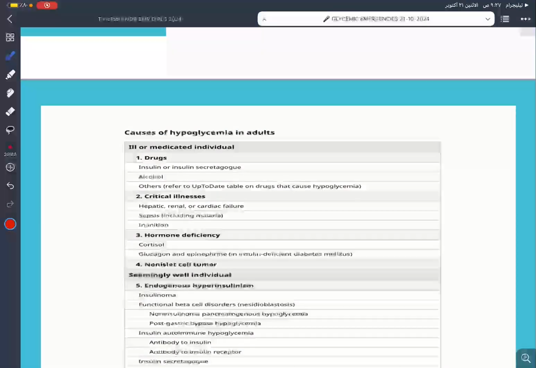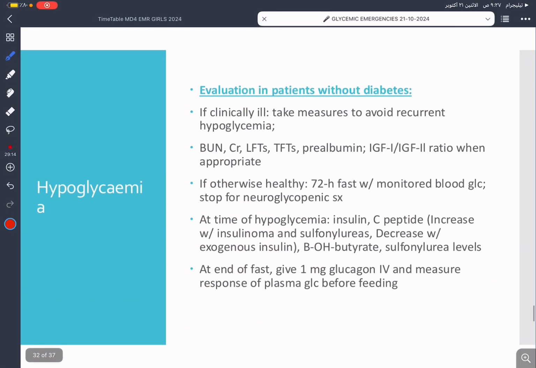Here is how to diagnose hypoglycemia. Mainly you check the serum or glucometer level of glucose, and you send labs to identify the underlying cause based on the suspected underlying diseases you have in mind. The last thing is medication overdose: either medications or insulinoma.